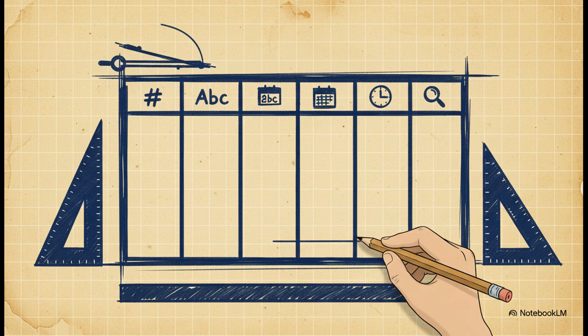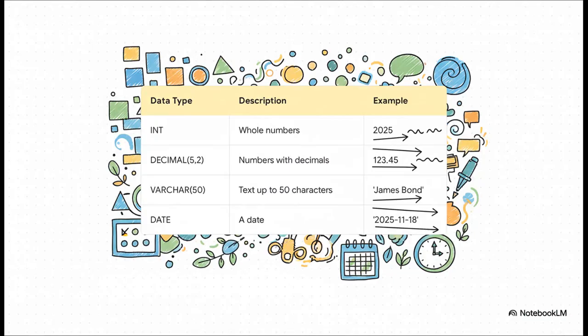To actually build one of these, you use the create table command. This is literally the blueprint for your data's new home. You map out every column by name, and most importantly, you define exactly what kind of data is allowed to go in it. And these right here are the most common data types you're going to use. You've got int for whole numbers, decimal for numbers with, you guessed it, a decimal point, varchar for text, and date for dates. Getting this blueprint right from the beginning is absolutely key to keeping your data clean.